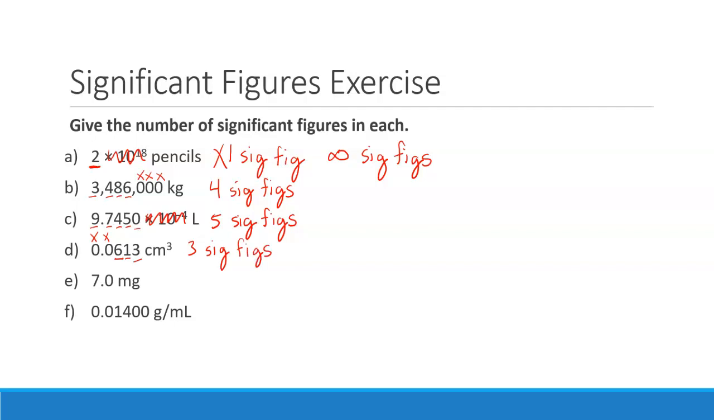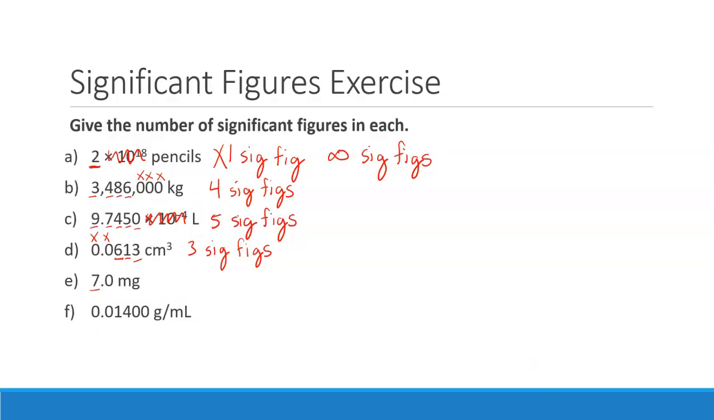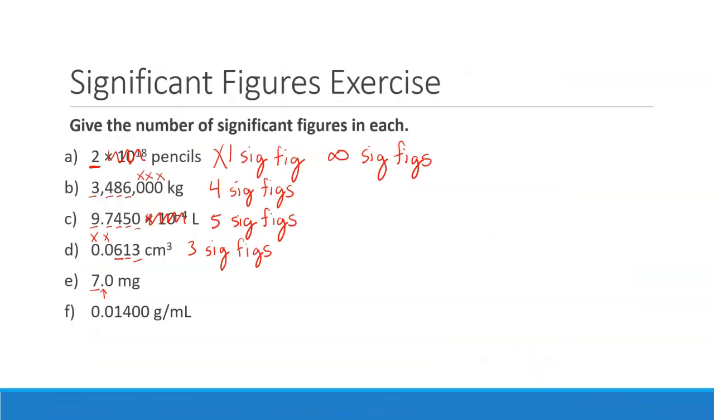Okay. Part E, 7.0. Again, the non-zero digit 7 is significant. And the 0 at the end is a trailing 0, so we're looking at rules 4 and 5. The question is, is there a decimal point present? And we do see a decimal in the number. So if we have a decimal point, trailing zeros with a decimal are significant. So we are going to include both of those digits as significant, and that is 2 sig figs.